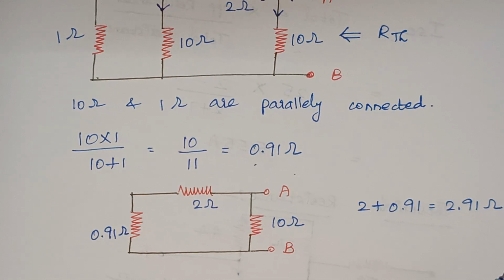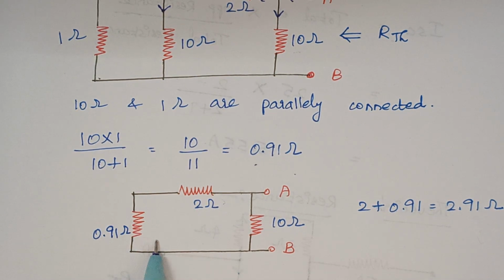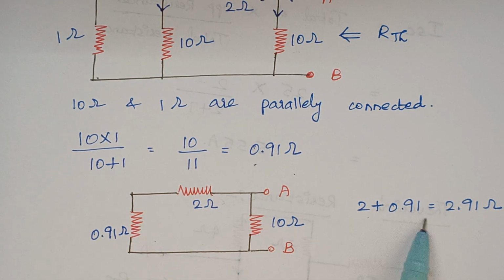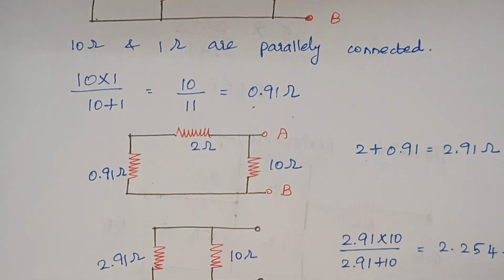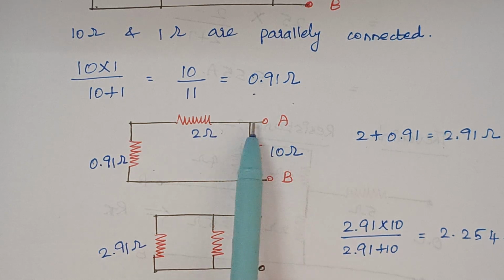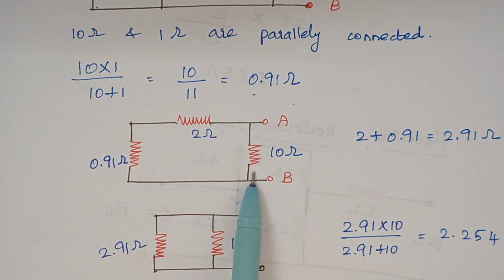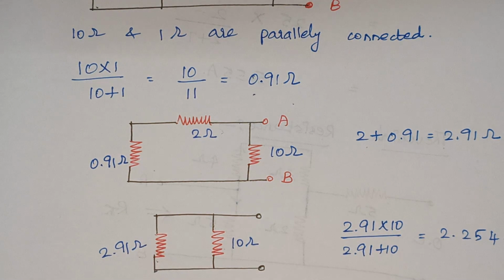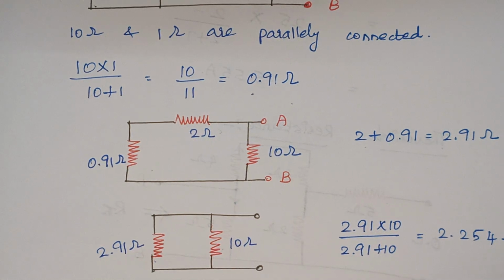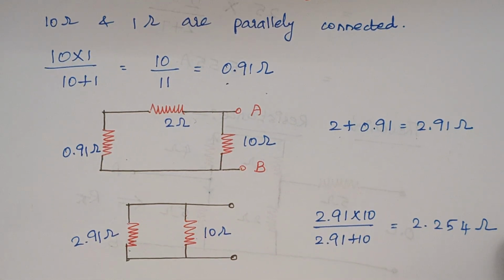Again when you look at this picture, you see these two resistors are in series. So just directly add and the answer is 2.91 ohms. And now you see here we are having a 10 ohm, and 2.91 is connected parallel to this 10 ohm. Therefore, the total resistance is R1 into R2 divided by R1 plus R2. That gives the answer as 2.254 ohm.